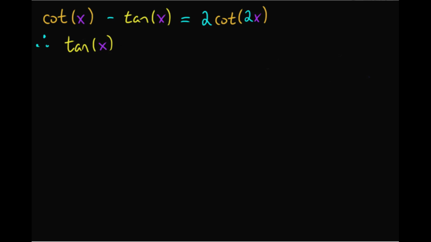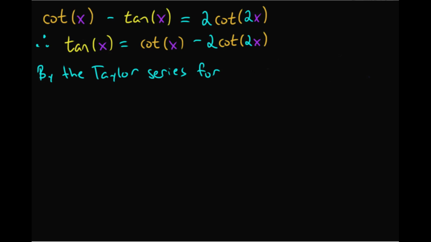Because we can rearrange it to write tangent of x purely in terms of cotangent of x and cotangent of 2x. So when I rearrange the identity, I get that tangent of x equals cotangent of x minus 2 times cotangent of 2x. But we already found the Taylor series for cotangent of x, so we can use it now to derive the Taylor series for tangent of x.